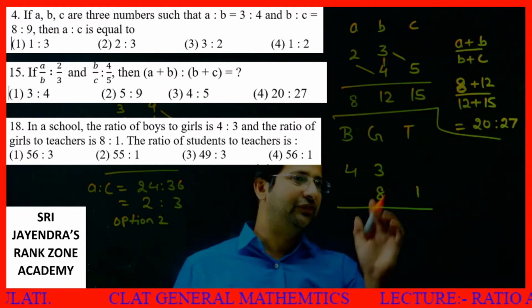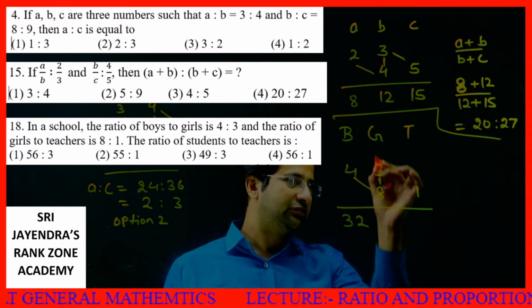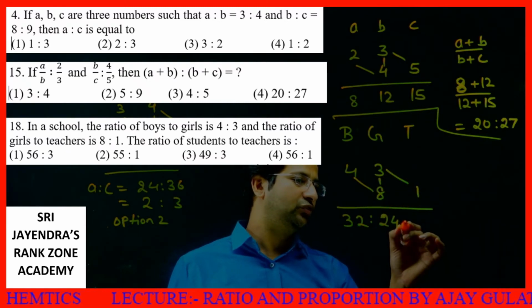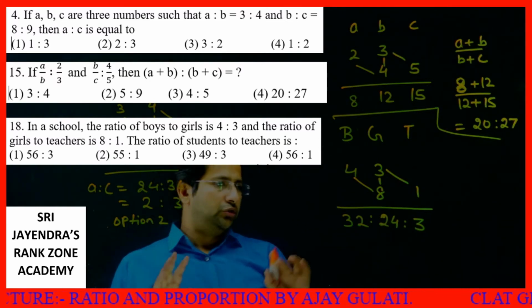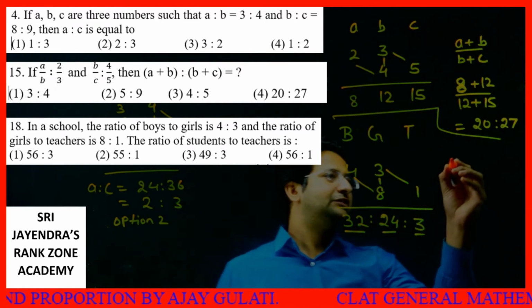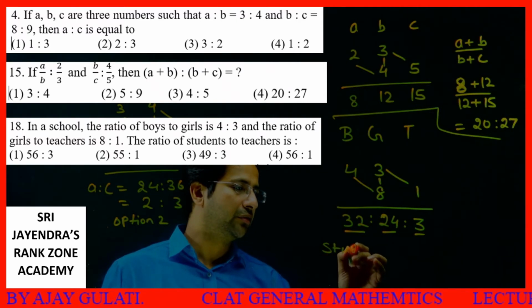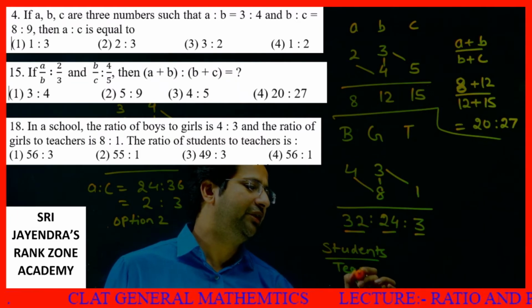First of all, let's find this. So 4 into 8, 32. Girls 3 into 8, 24. Teachers 1 into 3, 3. You got this? So number of boys 32, girls 24, teachers 3. We are asked students upon teachers.